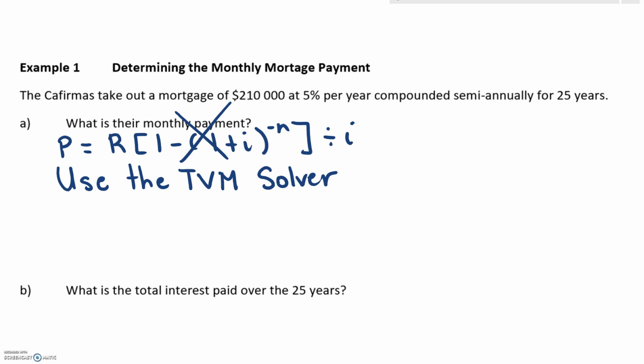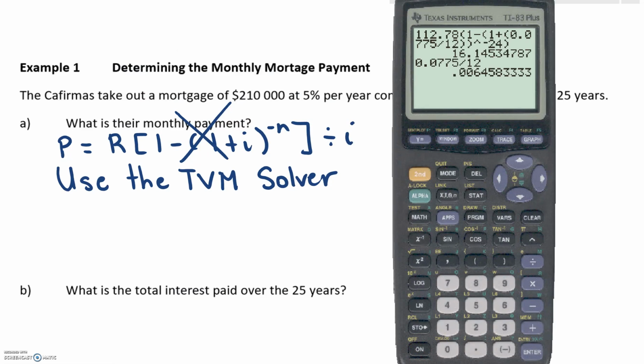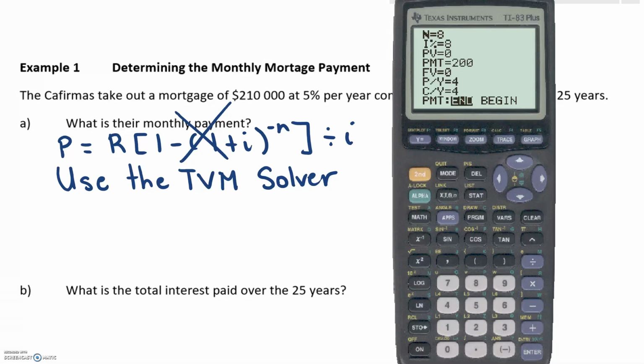So hopefully you have a graphing calculator. If you don't, maybe someone can pause the video and you can all get a graphing calculator before starting this. But here's mine. When you go to the TVM solver, you just press Apps, Finance, number 1 for TVM solver. And we have to fill in these values.